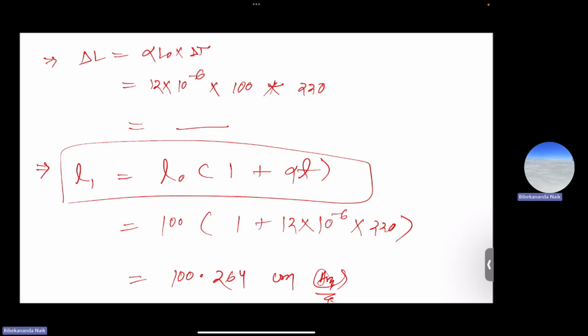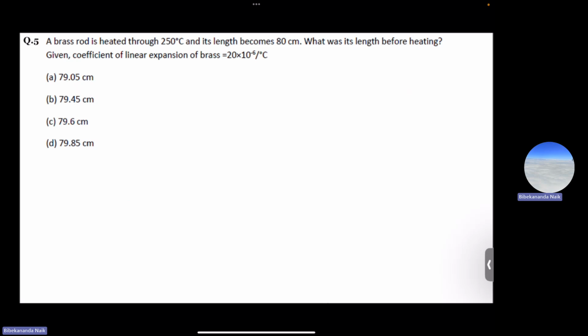Question number 5 says a brass rod is heated through 250 degrees centigrade and its length becomes 80 centimeter. What was its length before heating, given the coefficient of linear expansion of brass is 20 into 10 to the power minus 6 per centigrade? It is a bit different from the previous question. The options are option A 79.05 centimeter, option B 79.45 centimeter, option C 79.6 centimeter, and option D 79.85 centimeter.